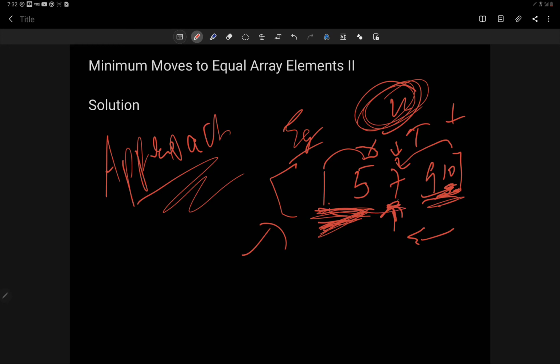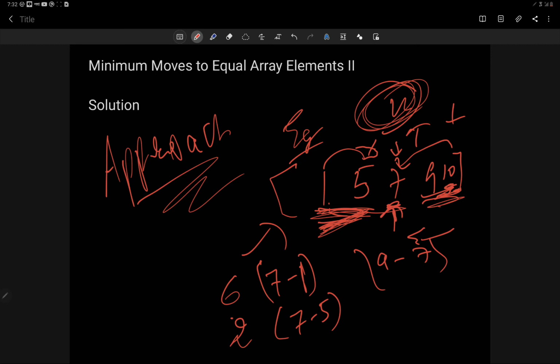So for 1 to 7 we have to increment it 6 times. So 7 minus 1, that is the absolute difference between the two, is 6. So 6 plus 7 minus 5, that is 2. So 7 minus 5 is 2, and now 9 minus 7, we are taking the absolute of it.